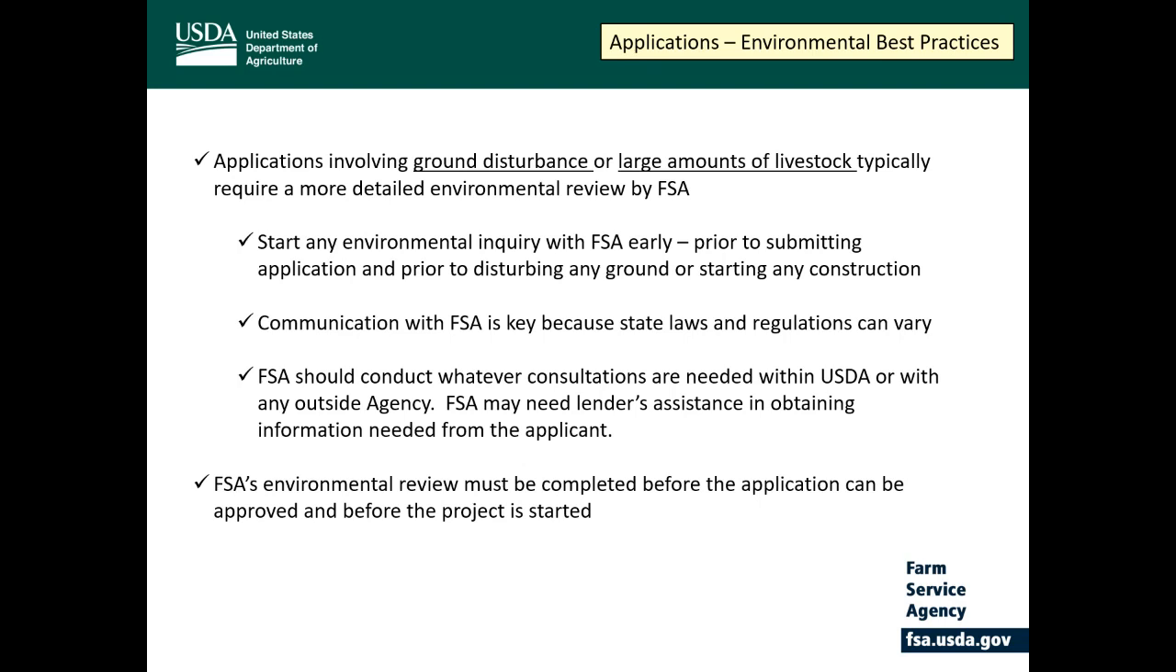There are two situations where we are going to need to put more on you as far as environmental stuff. Two things are that if there's ground disturbance or if you have large amounts of livestock, typically they're going to require more detailed environmental review. The best thing we can tell you, start anything early. Communication is key to any of this. Before you even give us the application, contact the office if either of these two are what you're doing. And we can kind of give you some suggestions on what you can do to try and get the process started early.